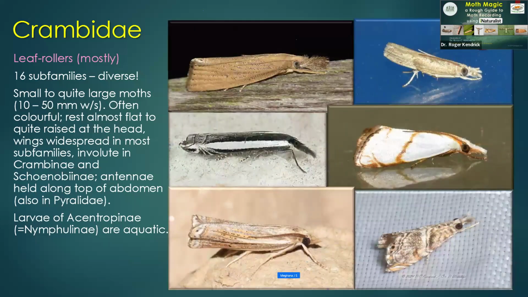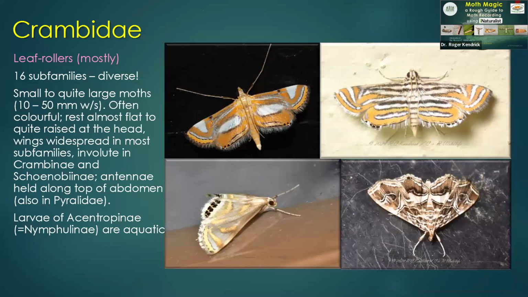So Crambidae, usually grass associated or open habitat associated, sometimes wetland associated. The Acentropinae or Nymphulinae of old are associated with freshwater, sometimes intertidal water, whether that be brackish, whether that be still water, or whether it be running water, take your pick. There are species for every niche. The larvae are aquatic.